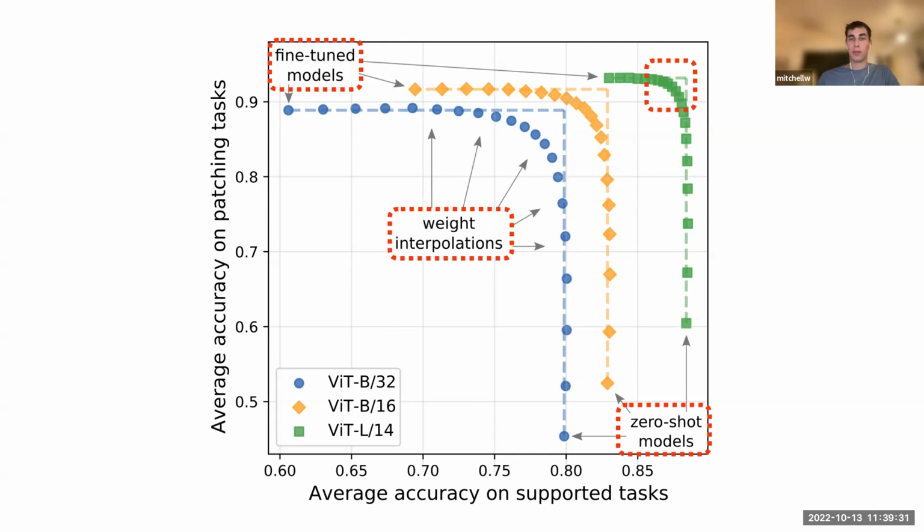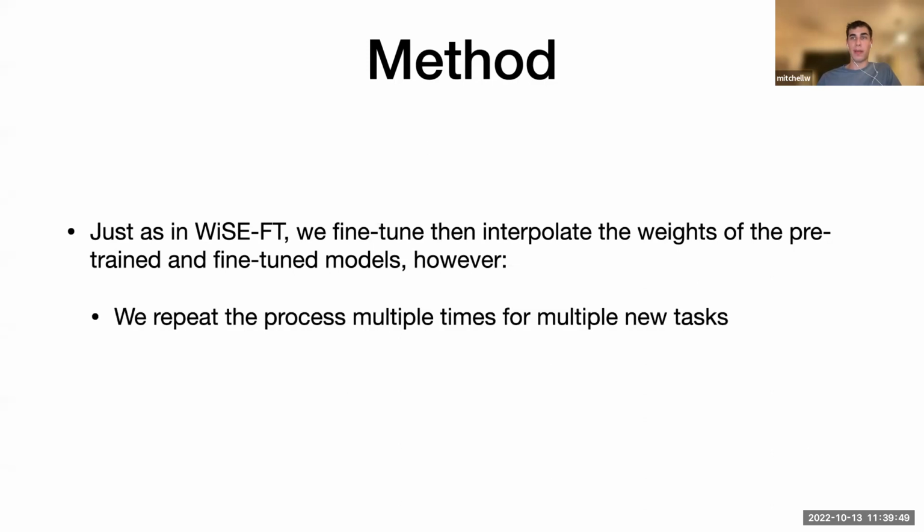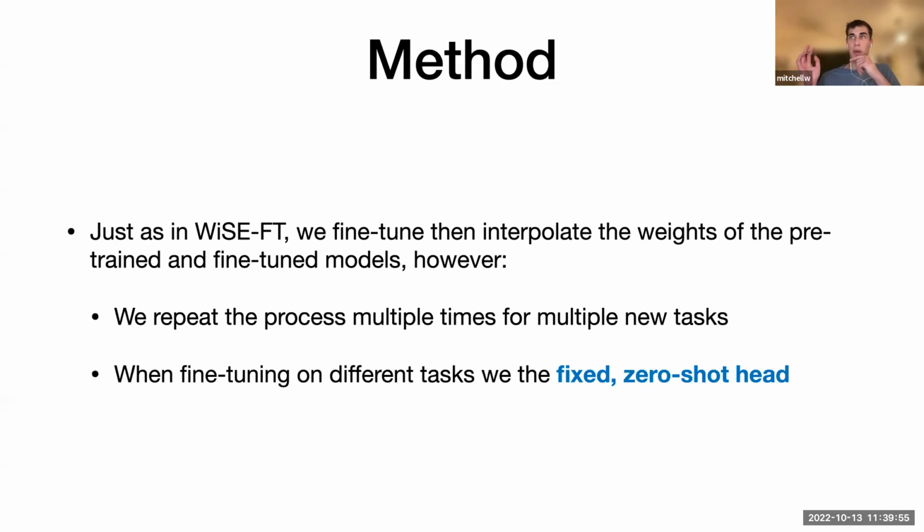So the method that we use for doing that is identical to WiSE-FT, where we first fine-tune and then interpolate the weights of the pre-trained and fine-tuned models. However, now we're going to repeat this process multiple times for new tasks. And when fine-tuning, we're going to use a fixed zero-shot head, so we're not going to update the head when we fine-tune. Now when we go to a new task, we just swap in the new head. That's the method here.